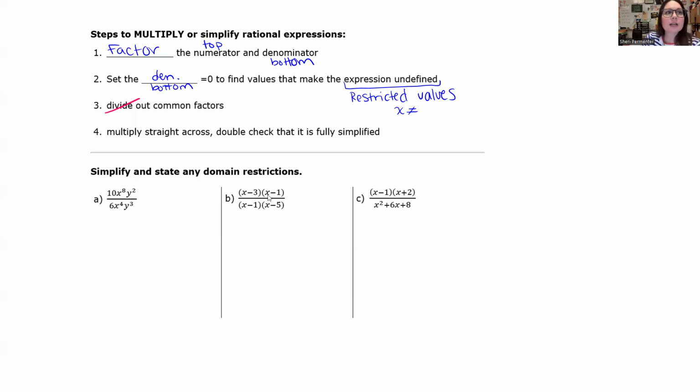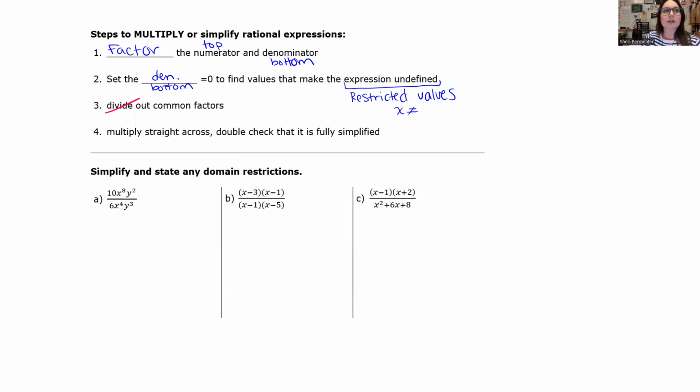So the first one and the second one are factored. And when they're fully factored, you can go ahead and write down restricted values. This is part of your answer. So restricted values, things that X or Y cannot be.